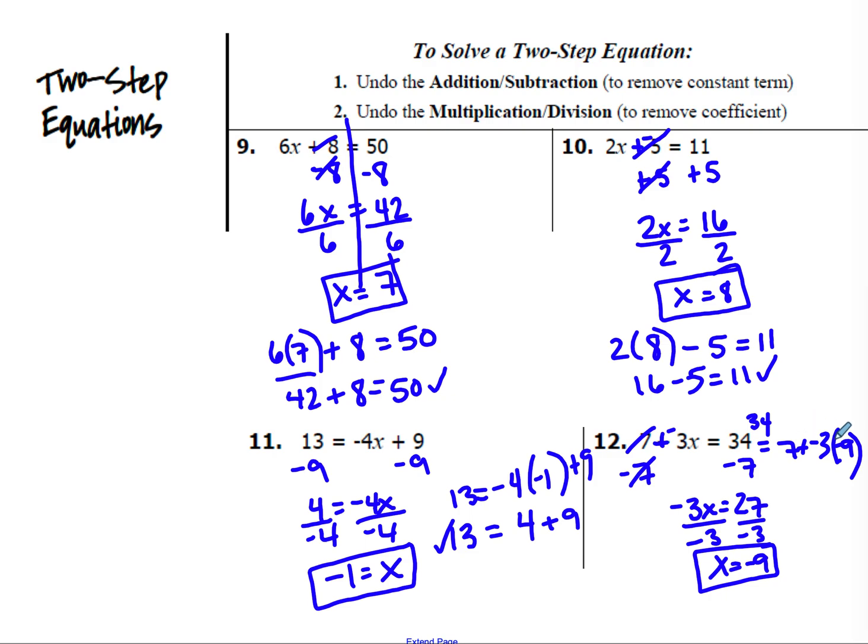Got to squeeze it in here. I don't have a lot of space. Negative 3 times negative 9 is positive 27. Plus a positive 7 equals 34. Yep, that's true.